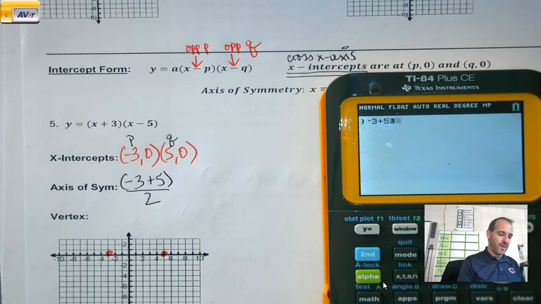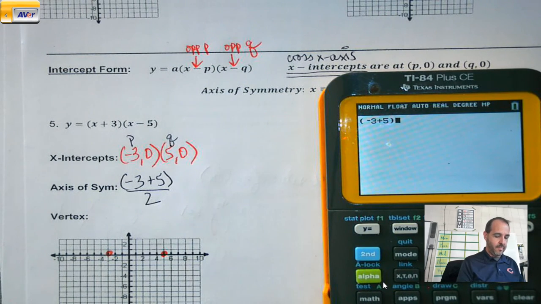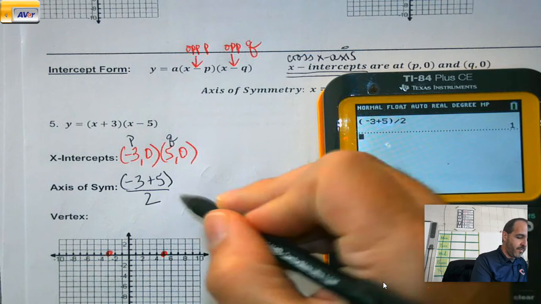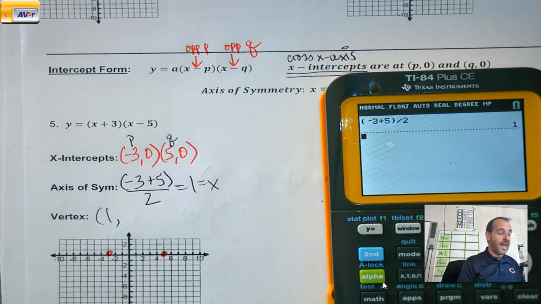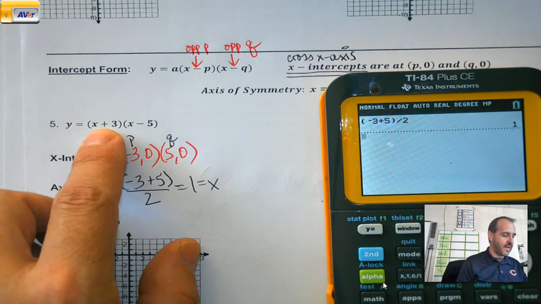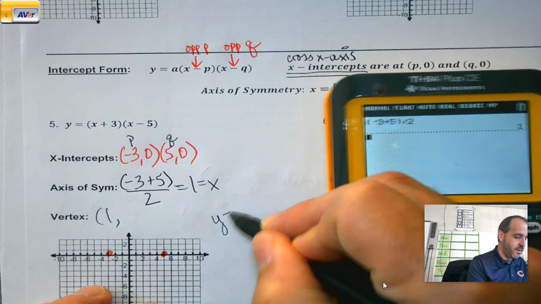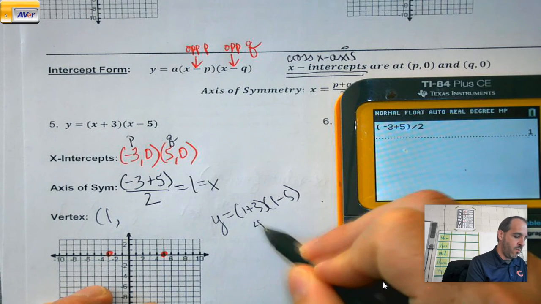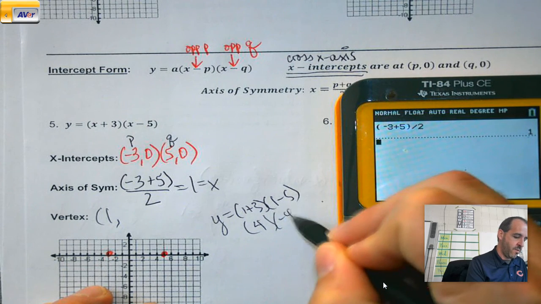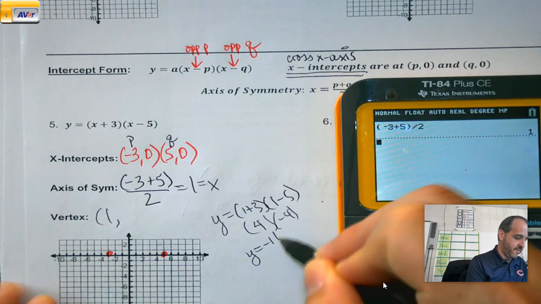You probably could do this one in your head. But again, if we want to play it safe, x equals 1 would be my axis of symmetry. So my vertex is at 1. And again, to be honest, do I really need to put this in the calculator? For my y, it'd be 1 plus 3, 1 minus 5. 4, negative 4, y equals negative 16.